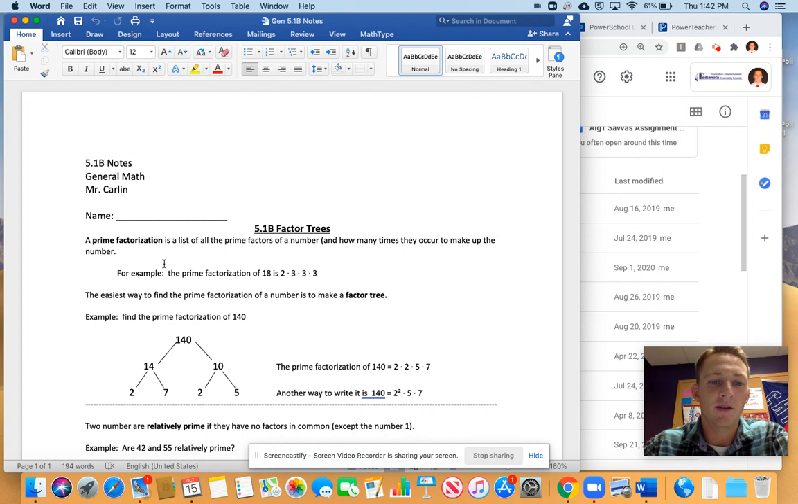So, for example, we have the prime factorization of 18 right here. Well, what multiplies to 18? What prime numbers multiply to 18? We have 2 times 3 times 3 times 3.